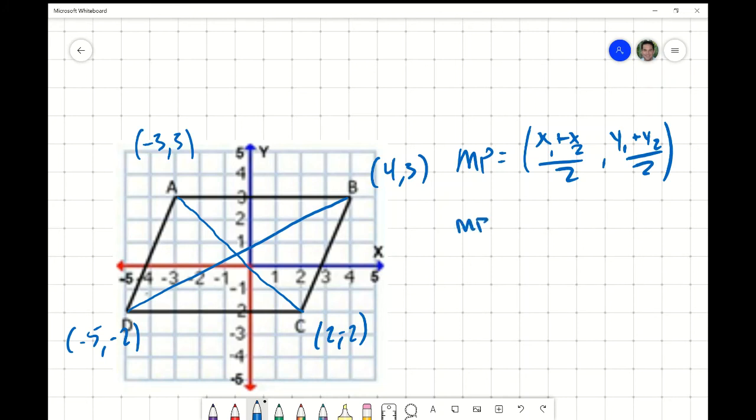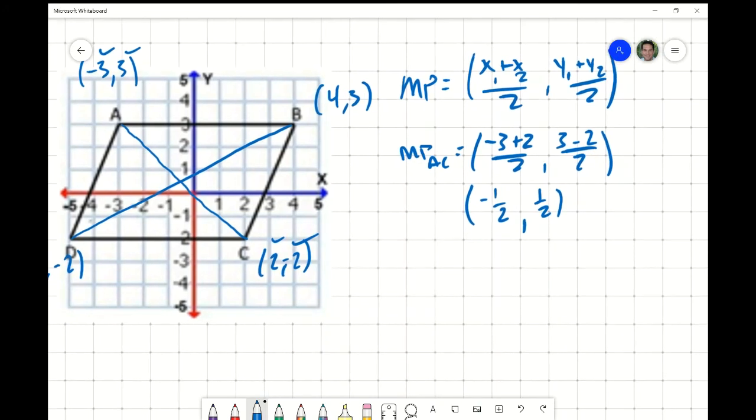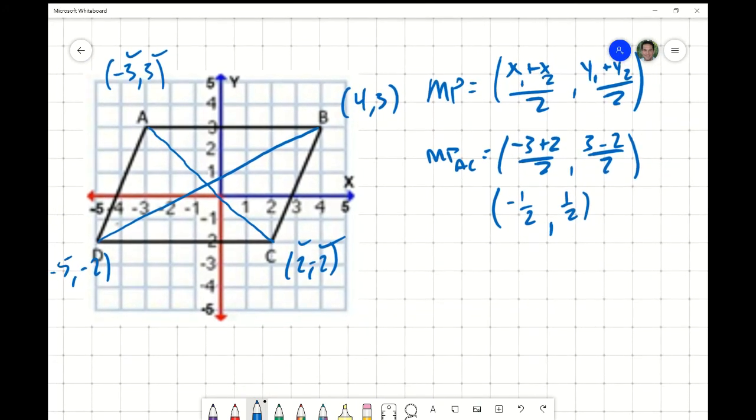So the midpoint of AC is equal to, what have you got? -3 plus 2 divided by 2, that's that and that. Now we're going to go with 3 minus 2 divided by 2, which is this and that. We'll close that off here. -3 plus 2 is -1, and then we divide by 2, so we get -1/2, and there we get +1/2. Okay, that looks good. So apparently the midpoint is at -1/2, 1/2. Let's check that. Sure enough, it looks like that right there.